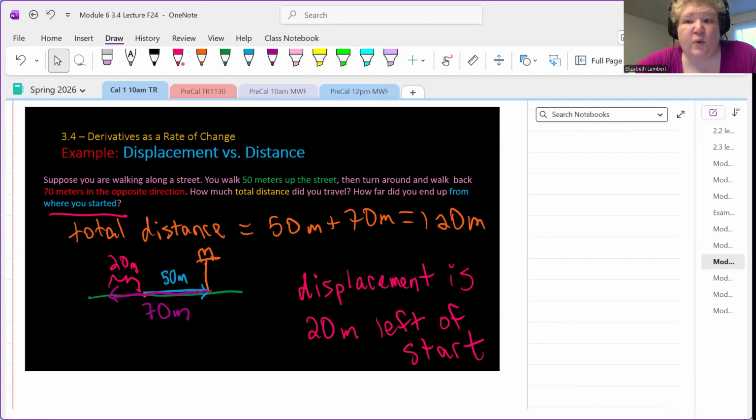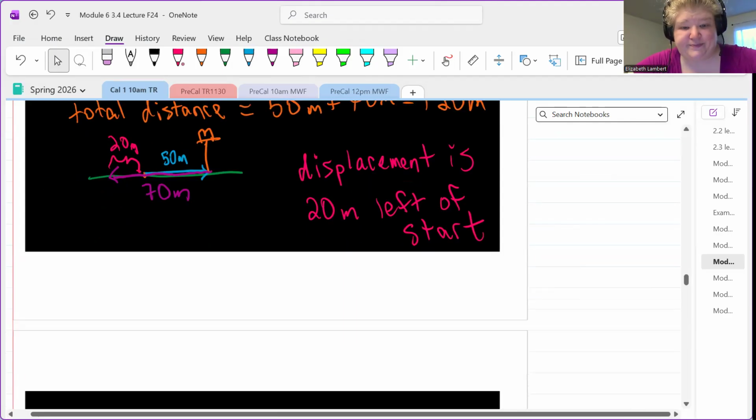So if I just want to know where I ended up, I have a positive 50 and a negative 70. I add those together and I end up at negative 20, which is 20 in the negative direction from where I started. If I want to know how much walking I did, I'd do 50 meters plus the absolute value of negative 70, which would be 70 meters, for a total of 120 meters. So it really just depends on the question being asked.